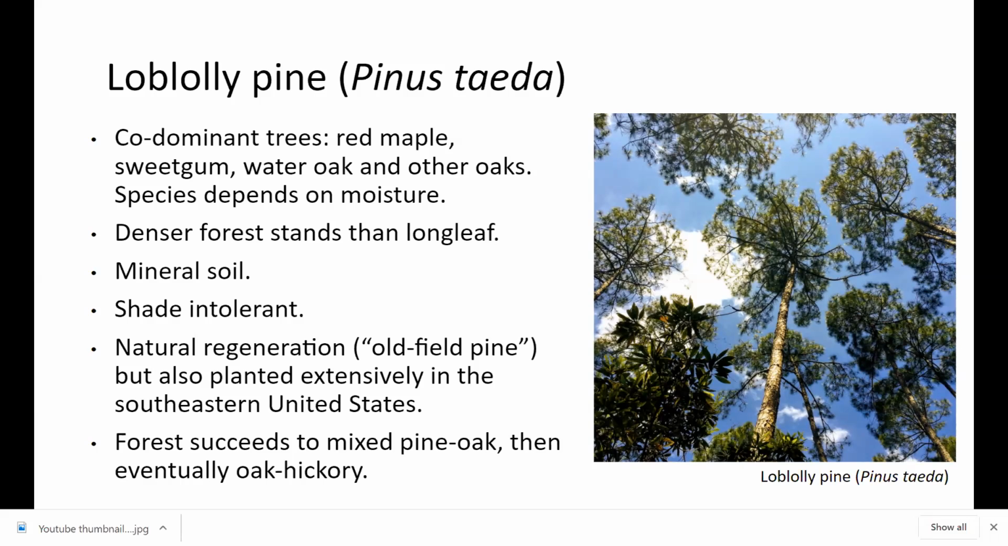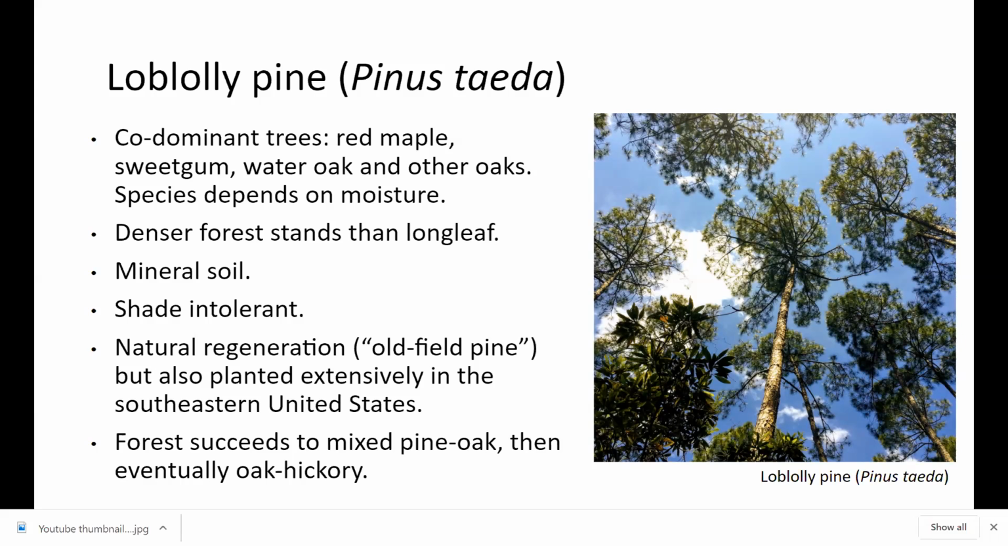And so loblolly pine regenerates. It's traditionally been called old field pine. That's one of its common names because it was the species that came in after agricultural abandonment, which happened to a really big extent in the 1930s during the Depression. But it's also very much planted extensively all over the Southeastern United States in plantations.